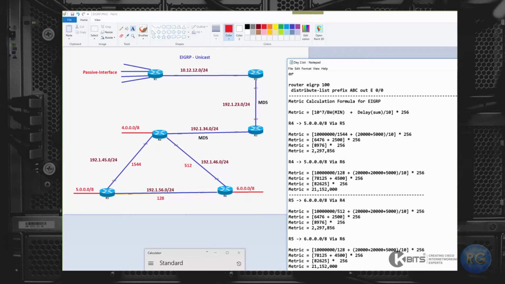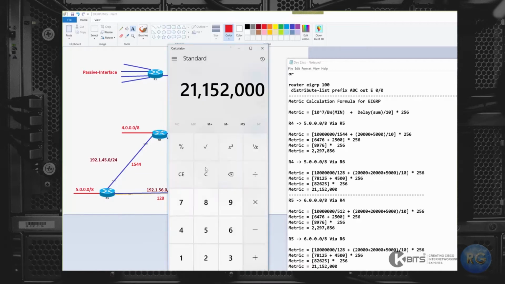20,000 plus 20,000, the serial plus serial, and then the 5,000. So this is the formula. First things first, I need 10 to the power 7, divided by 512, which gets me 19,531. So this number over here is going to be 19,531.